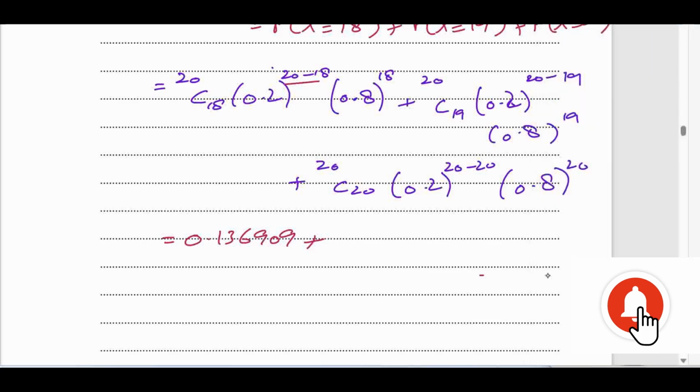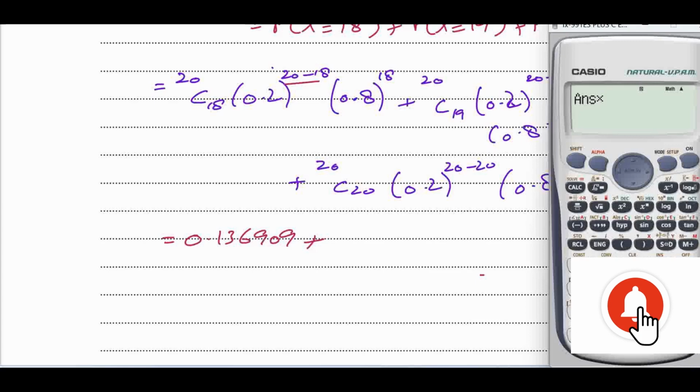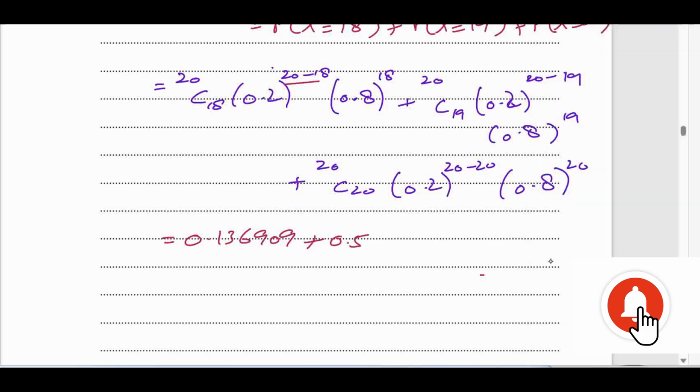Multiply by 0.8 power 19, 0.8 power 19, 0.8 power 19. This will be equal to 0.05764. Now let's see the last one.